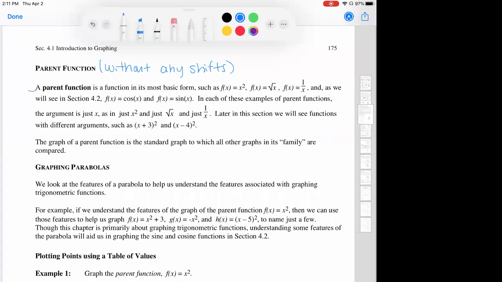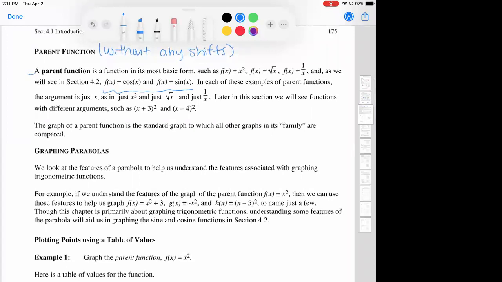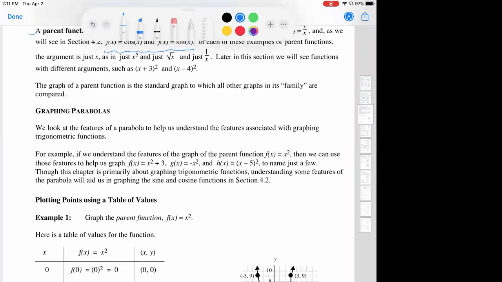And as you will see in section 4.2, f of x equals cosine of x and f of x equals sine of x. So this is what we're going to learn in 4.2. In each of these examples of parent functions, the argument is just x. Later in this section, we will see functions with different arguments, such as x plus 3 squared and x minus 4 squared.